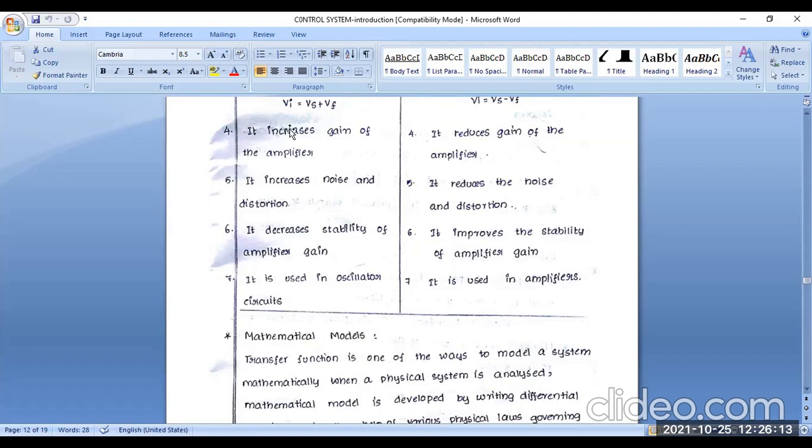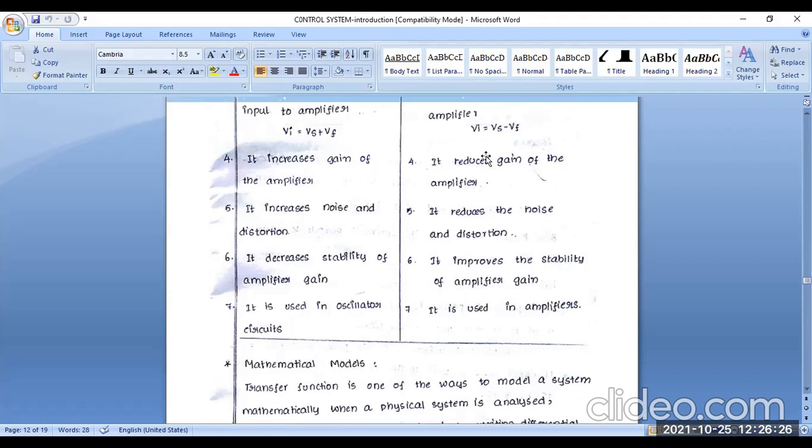Okay, and when the signal is being amplified, we have to use negative feedback systems in the amplifier circuits. So these are the basic main properties or main characteristics of positive feedback and negative feedback systems. Okay, is it clear, all of you?